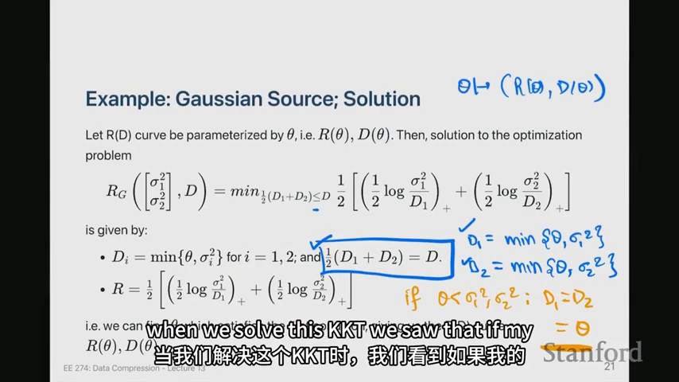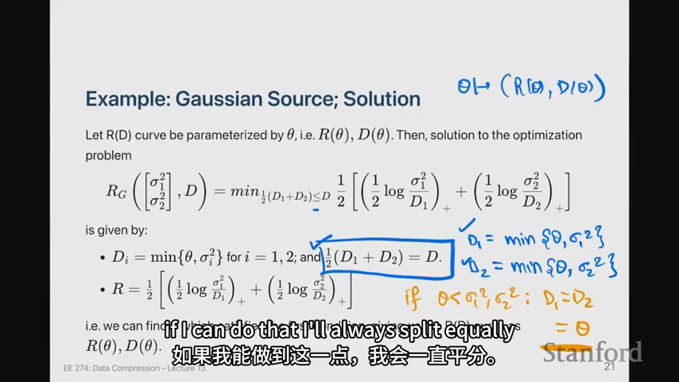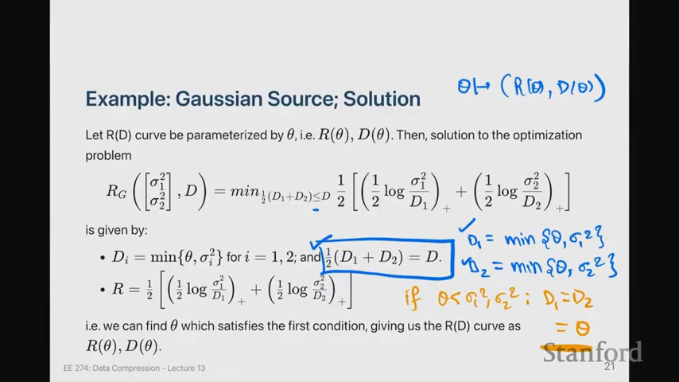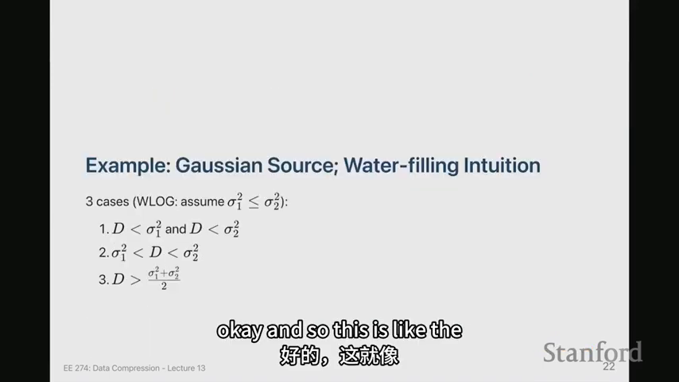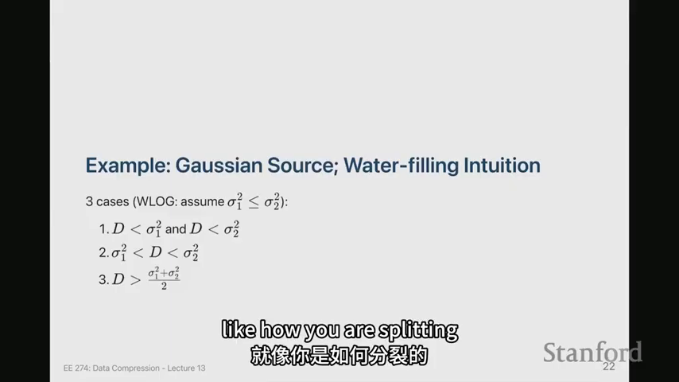When we solved this KKT, we saw that if my D is less than, if I can do that, I'll always split equally. And so this is like the water filling intuition. Is it clear to everyone, like how you are splitting?